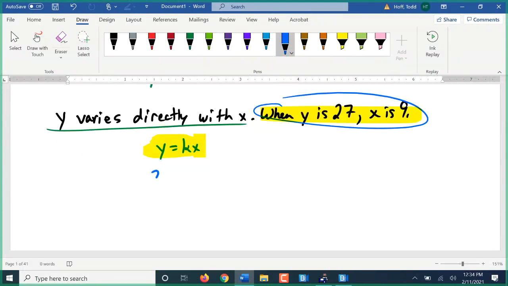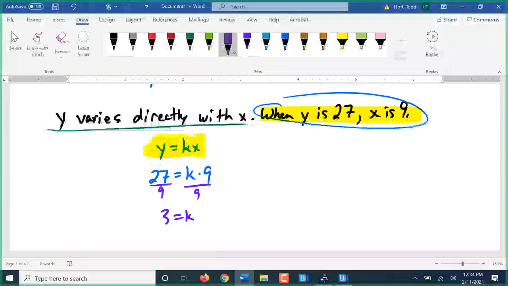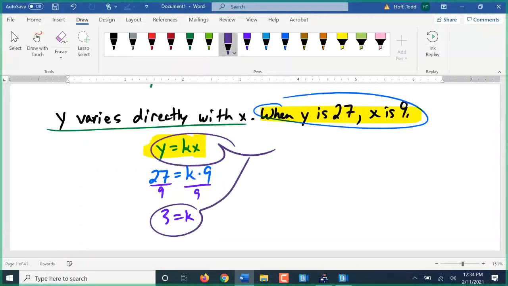So when y was 27, I'll put 27 in for y. X was 9, so I have k, but I'll put 9 in for x. I can now solve to figure out what k is. If I divide by 9 on both sides, I get 3 equals k. So that means I can combine that with my initial form of this relationship. Instead of y equals k times x, my relationship is actually y equals 3 times x, or y equals 3x. So we have defined our relationship in a little bit more detail.